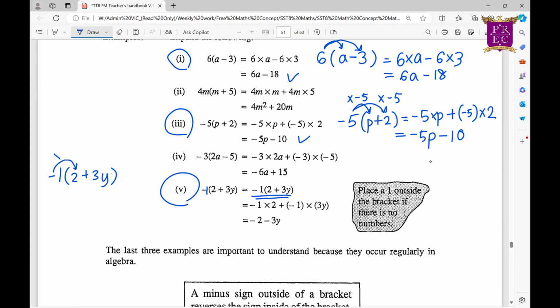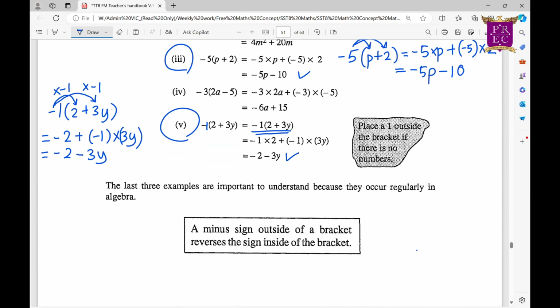Negative 1 times by 2 and negative 1 times by positive 3y. So negative 1 times 2 is negative 2, plus negative 1 times by 3y gives us negative 2 minus 3y, like so.